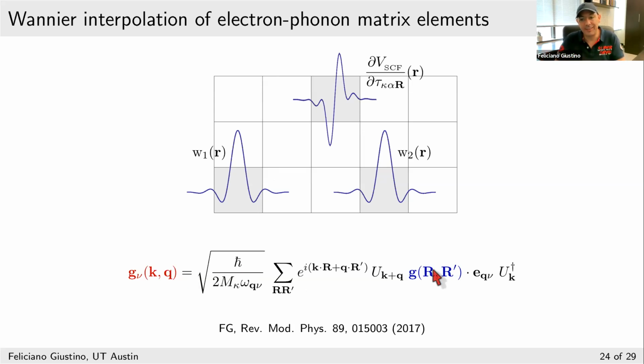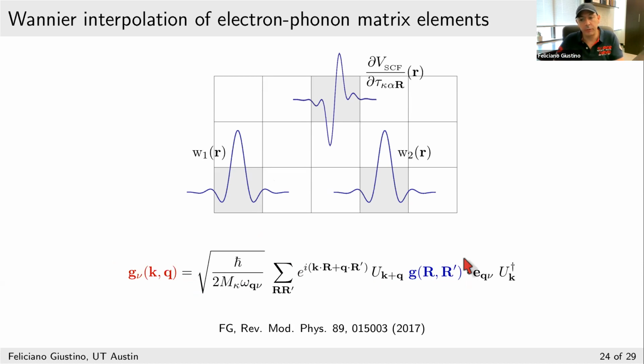This is always exact, but the key of the interpolation is that if this matrix element decays very fast as a function of the distance between these Wannier functions, maybe I don't need too many matrix elements in order to generate my Bloch matrix element on a very dense grid, okay? So that's the core concept of Wannier interpolation of the electron-phonon matrix element.